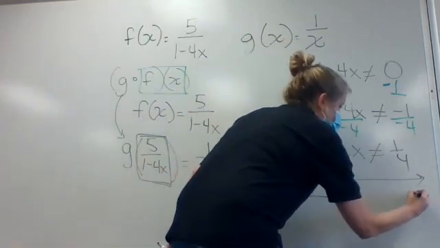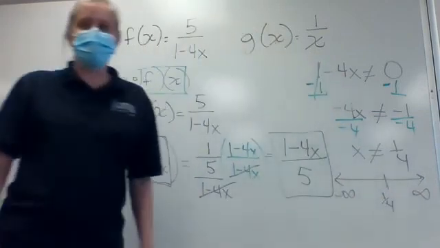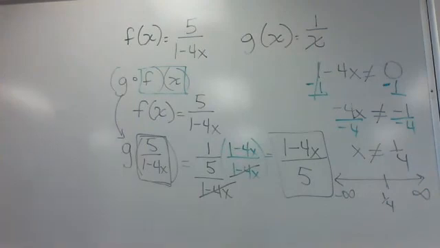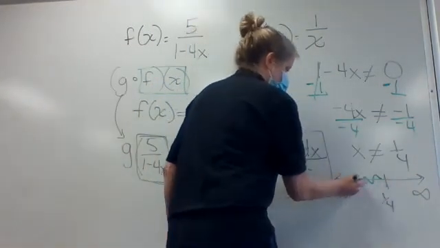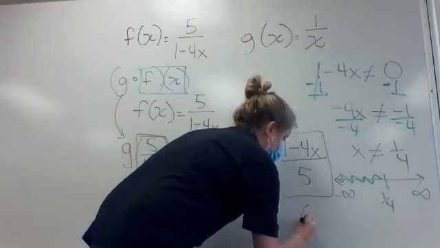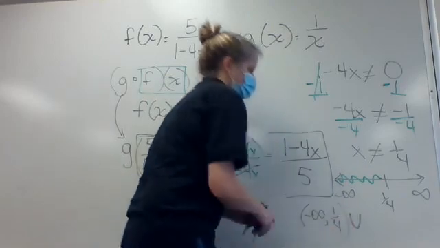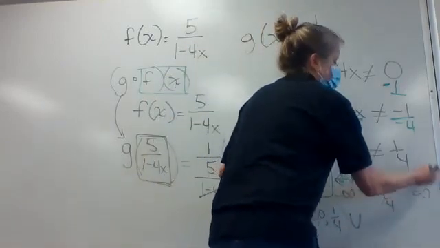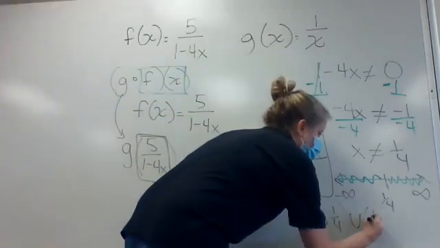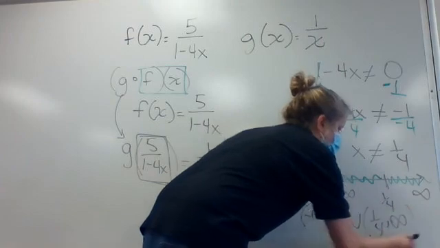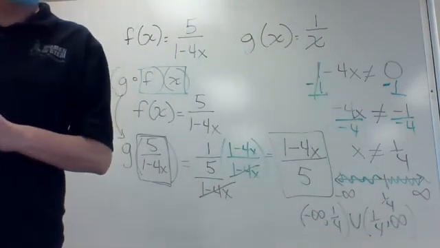So from negative infinity to positive infinity, except for 1/4. So all the numbers below 1/4, so negative infinity to 1/4. And all the numbers above 1/4, which would be 1/4 to positive infinity. Okay?